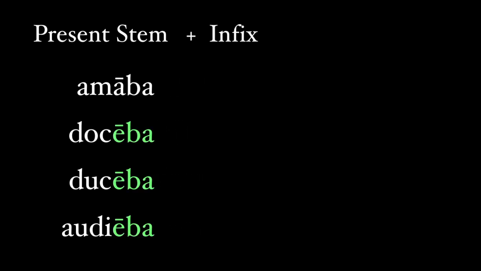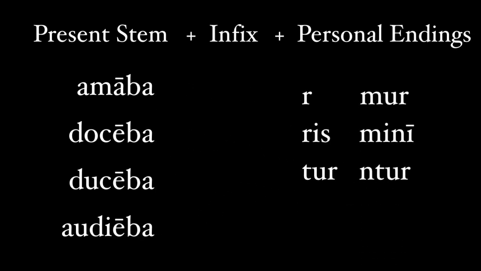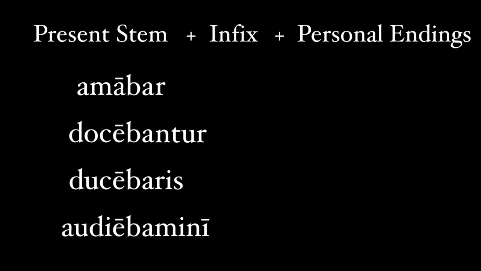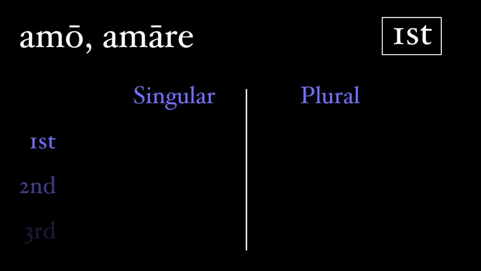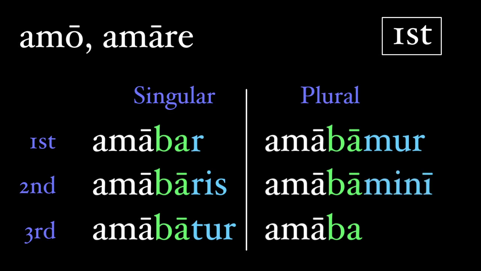You'll notice that second, third, and fourth conjugation imperfect verbs in Latin have an -eba, where only the first conjugation verbs have an -aba. And then to this, you add your personal endings. For active verbs, it's m, s, t, mus, tis, nt, and for passive verbs, it's r, ris, tur, mur, mini, ntur. So let's put this into action for a first conjugation verb like amo. Our present stem is ama, then we add the ba, and then the r, ris, tur, mur, mini, ntur. And there we have it. Amabar, amabaris, amabatur, amabamur, amabamini, amabantur.